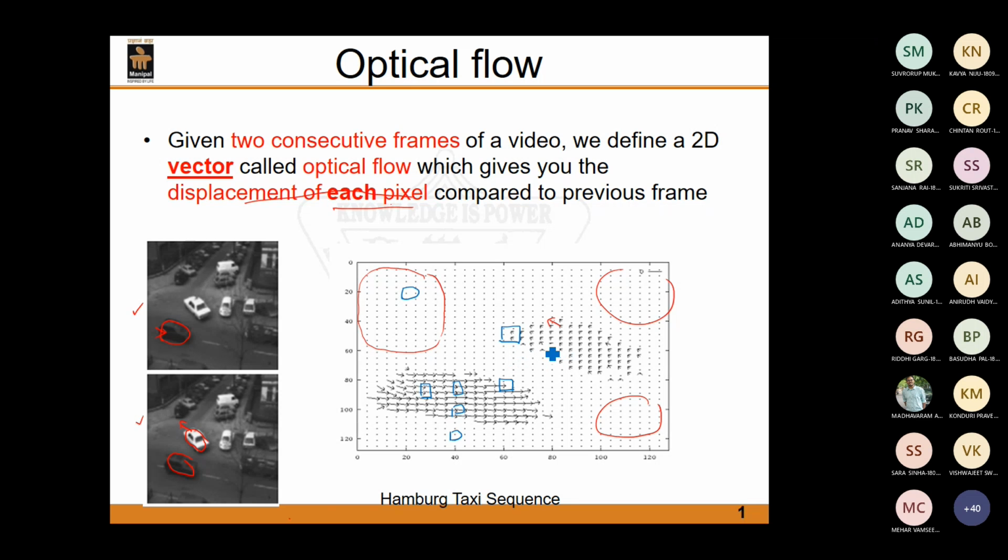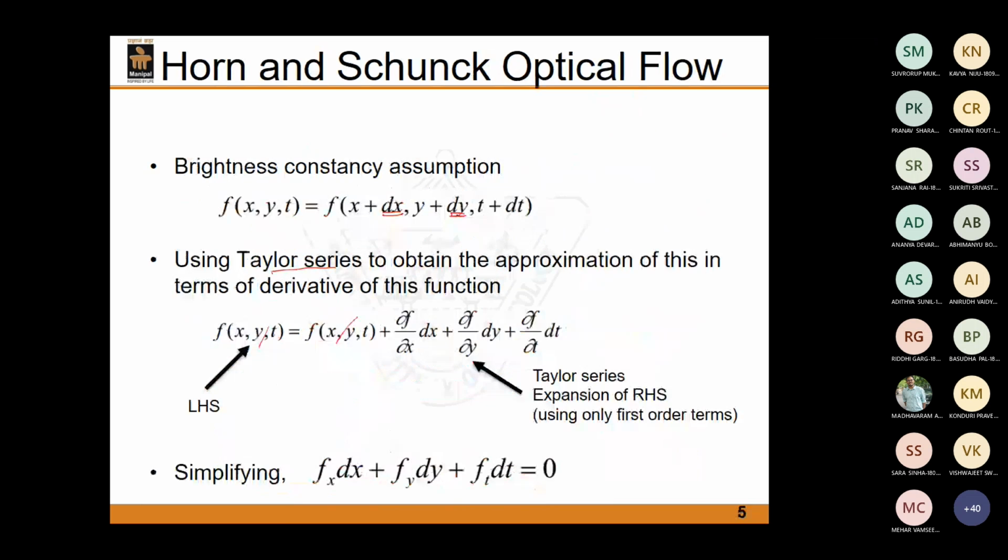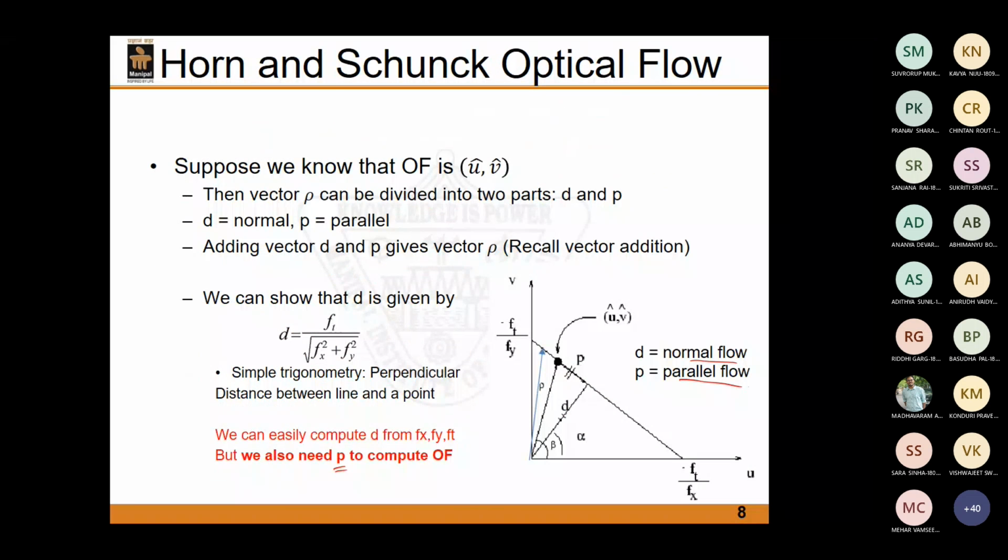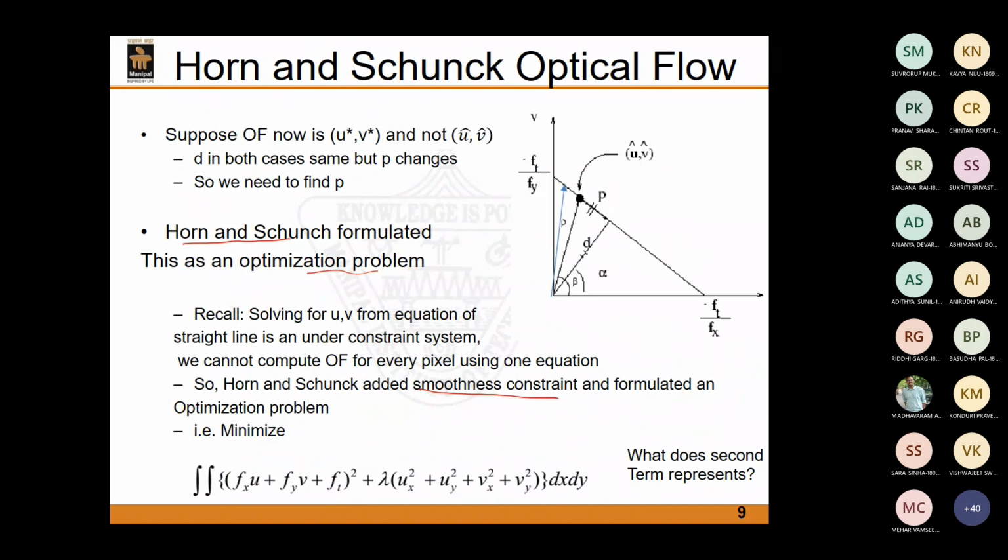Except for those regions, if you're considering the whole image and taking a small neighborhood, the smoothness constraint is satisfied, in the sense that the optical flow vectors present within a small neighborhood are the same. What they did was they put that particular constraint, which is known as the smoothness constraint.